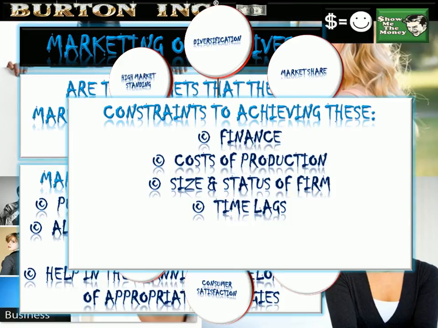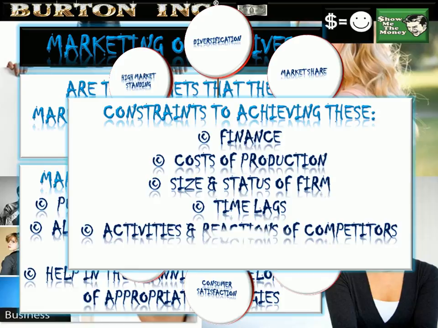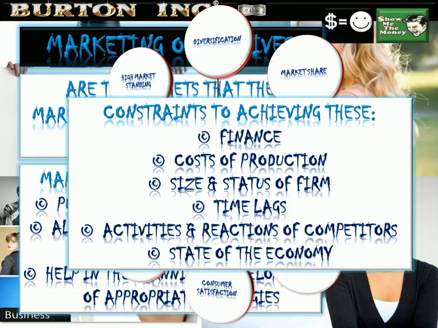Activities and reactions of competitors. Rival businesses might launch new or improved products which hinder the success of the firm's marketing. And in addition, competitors are likely to respond to the marketing of the business. And price wars, for example, could get started. State of the economy. Much harder for a business to achieve its marketing objectives during a global recession. In a global recession, consumers and businesses are more careful about their spending.